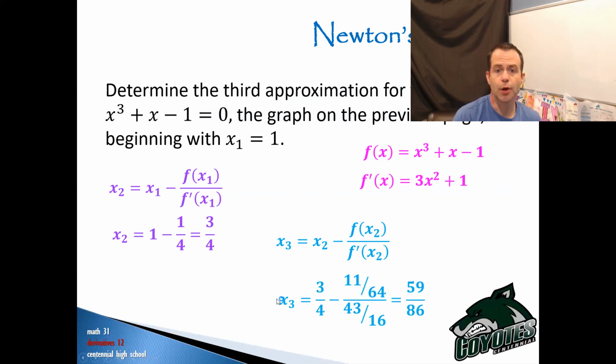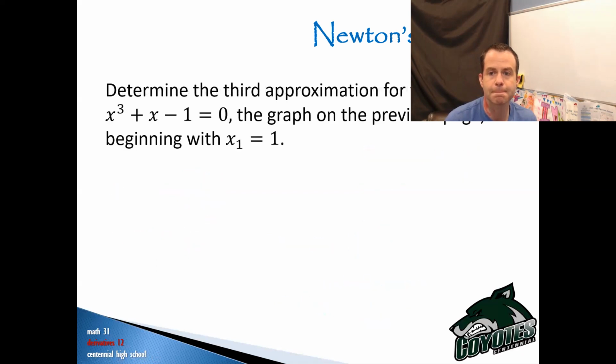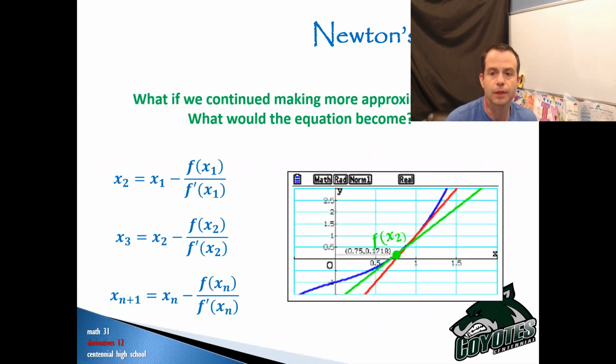Okay, so the third approximation is 59/86. Now, 59/86 is 0.68604. If I take you back to where that graph was, just going to quickly go back. Okay, look at that. Here was 0.5, and I'm saying it's at 0.686. So based on this being 0.5 and this being 1, you can see that 0.686 does definitely look like a good approximation of that.